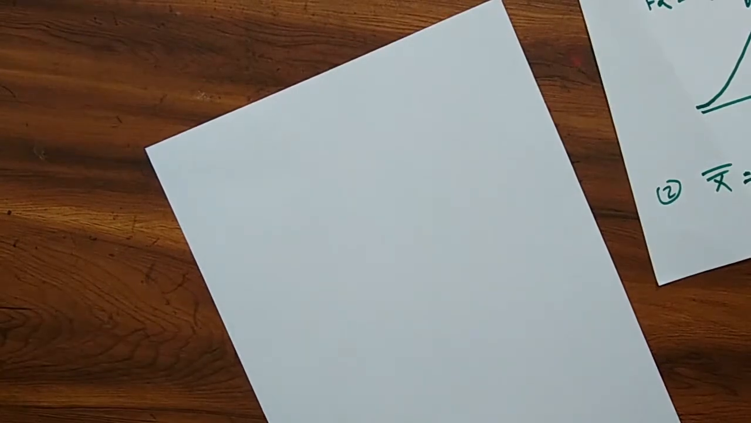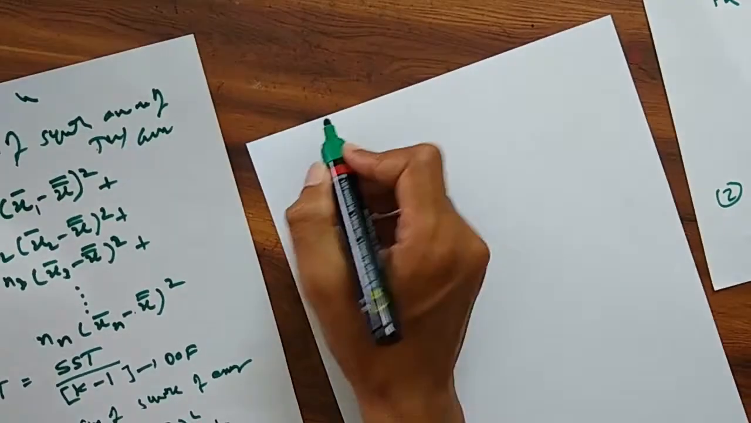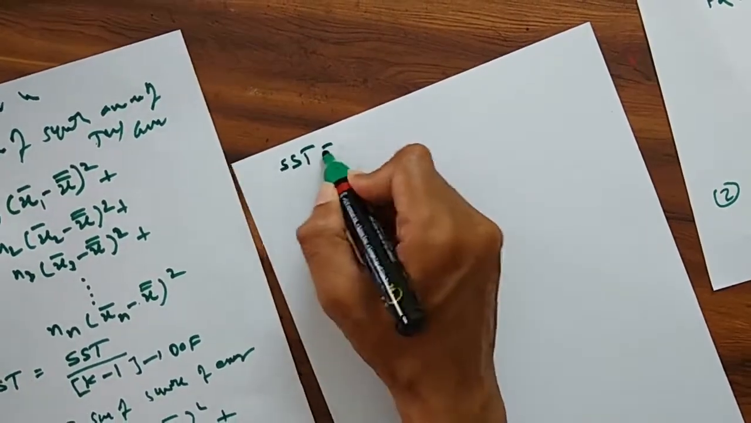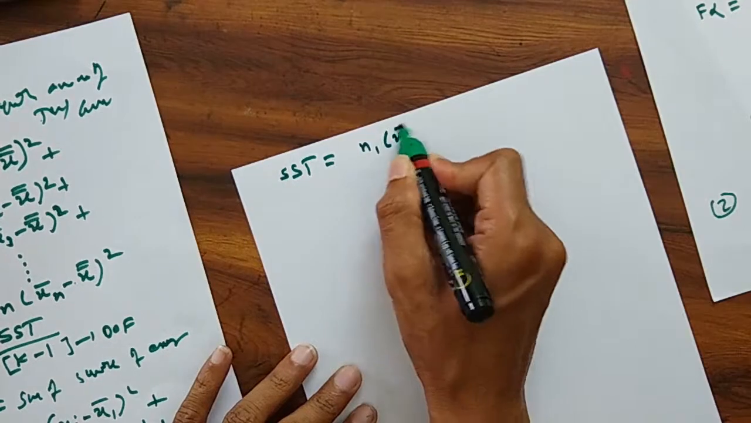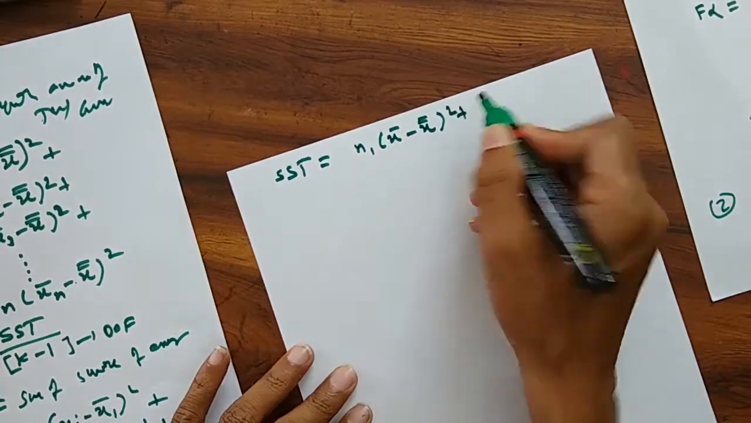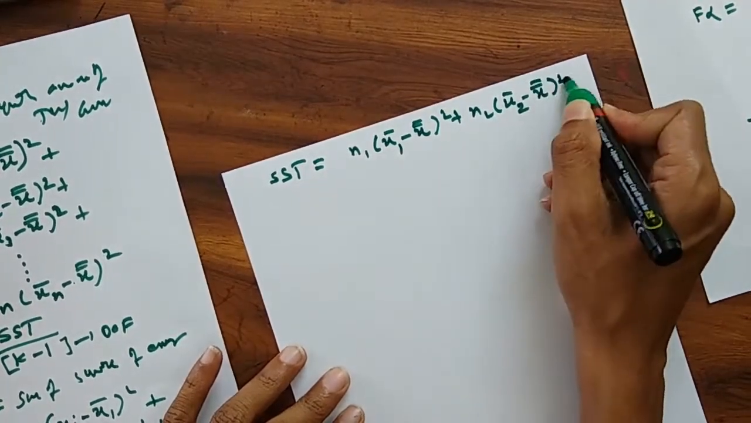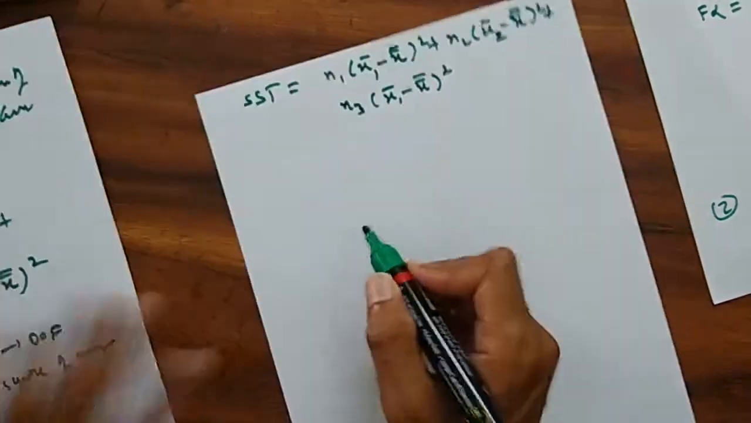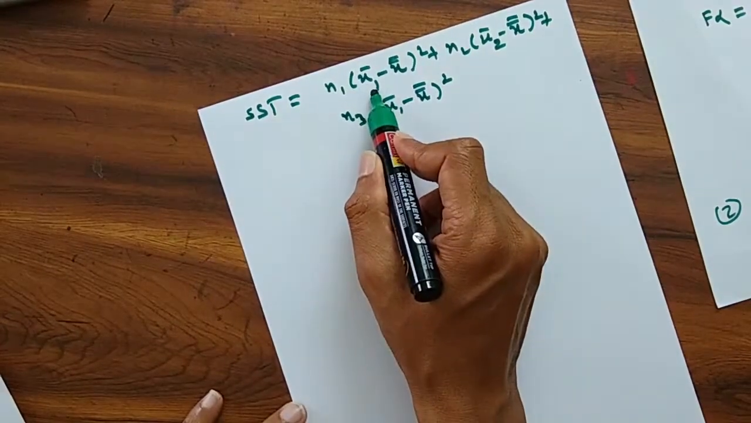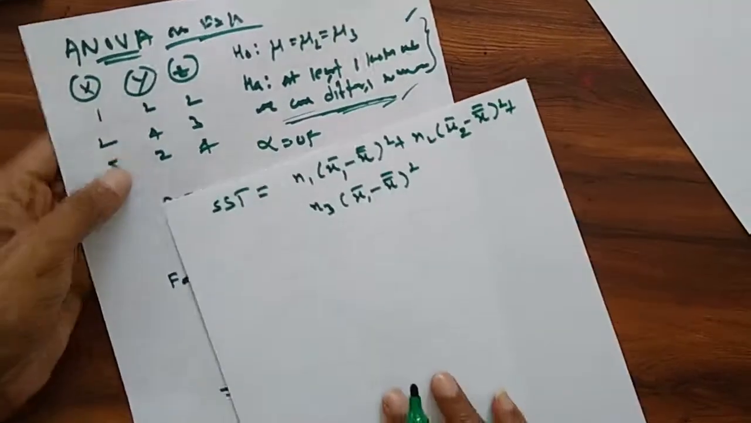Now we will move to, as per our previous discussions, we need to calculate SST, sum of squares among treatments or groups. SST equals what is the equation? n1 times (x1 bar minus x double bar) whole square plus n2 times (x2 bar minus x double bar) whole square plus n3 times (x3 bar minus x double bar) whole square. So in this case x1 is the mean of the first sample, so we need to calculate the mean of the first sample.